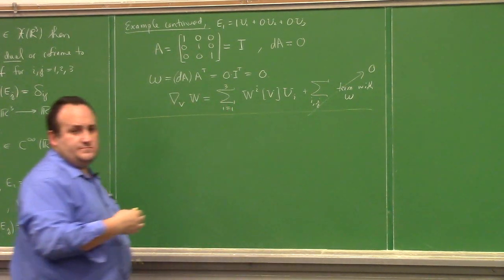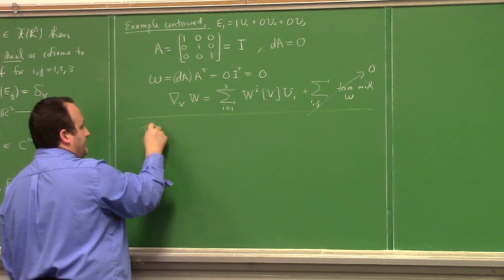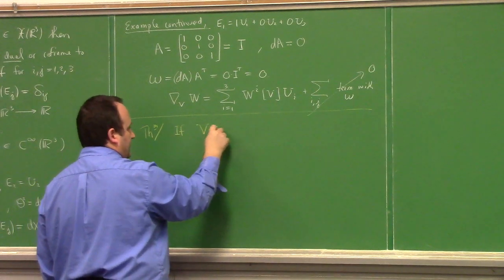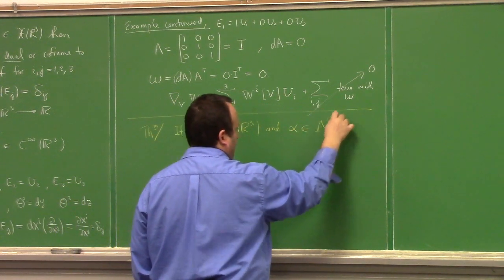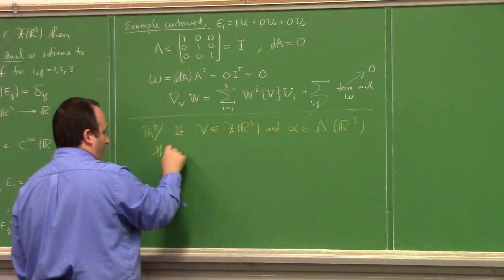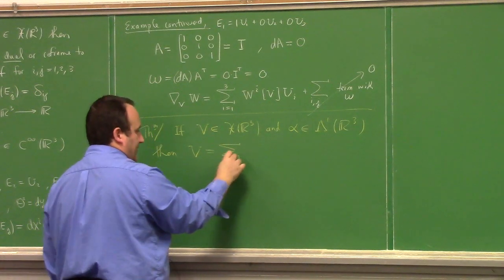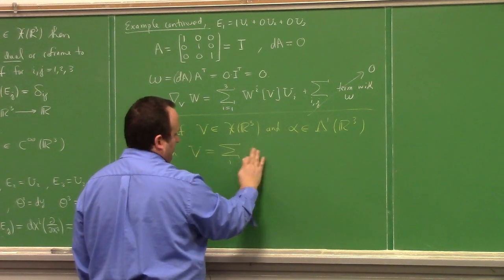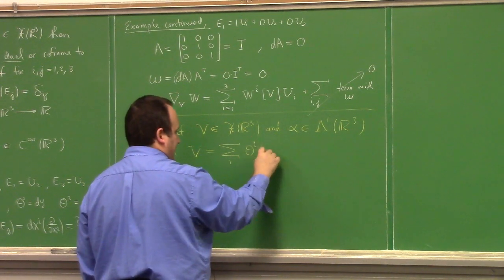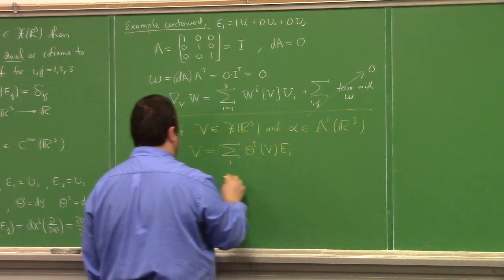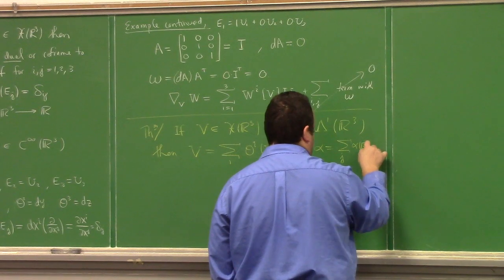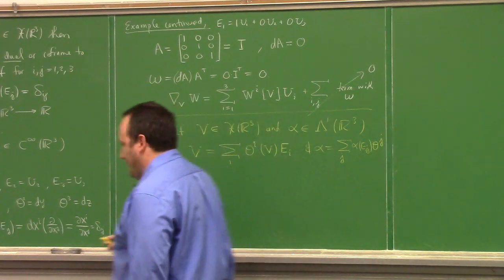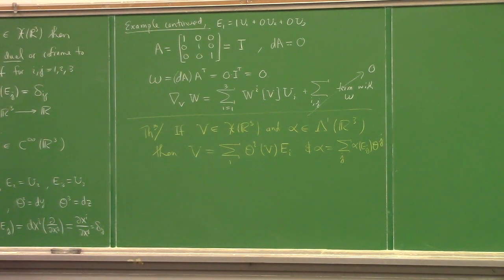Great. Now, so there's a theorem. If V is a vector field, right, and let's say alpha is a one form, then V is equal to the sum over I of theta I acting on V, EI, and alpha is equal to the sum over J of alpha acting on EJ, theta J. So like this was actually, your last homework was like this, if you really look at it.